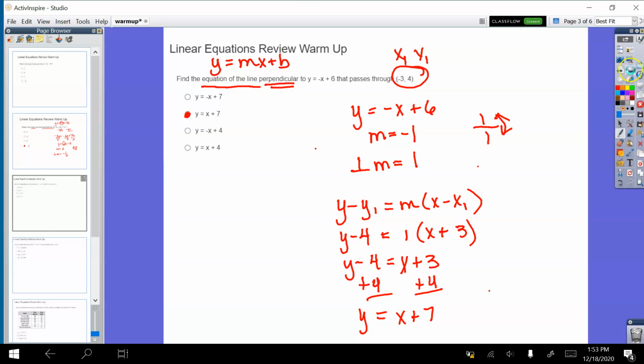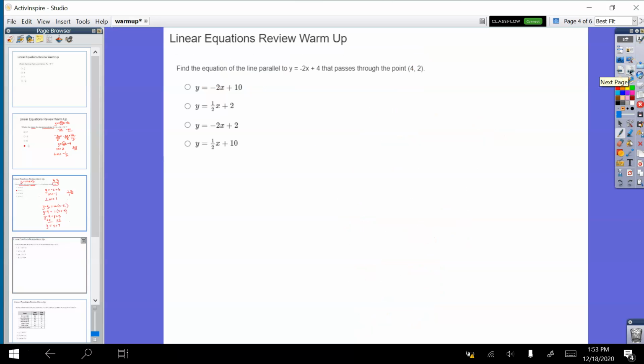All right, let's look at the third one. Find the equation of the line parallel to y equals negative 2x plus 4 that passes through the point 4, 2. So equation of a line. So again, we're looking for the equation of the line y equals mx plus b, and it's going to be parallel, so we know it's going to be the same slope. Now looking at the equation that's given, we're already in slope-intercept form, which is great. So our slope here is negative 2, and that means our parallel slope is the same, which is negative 2.